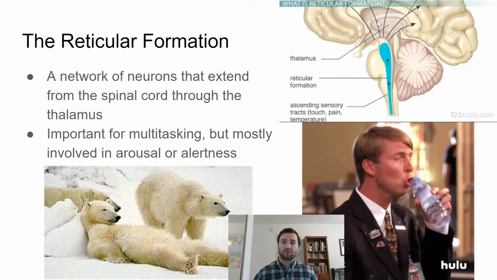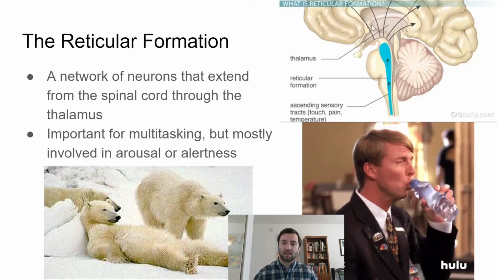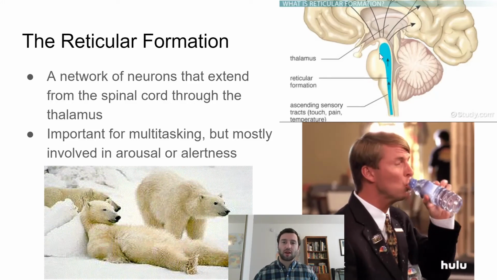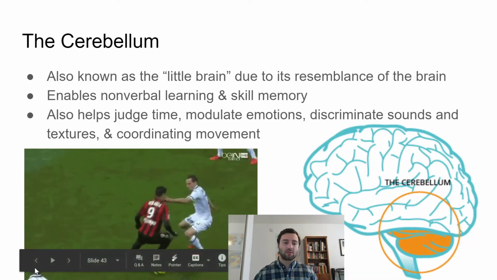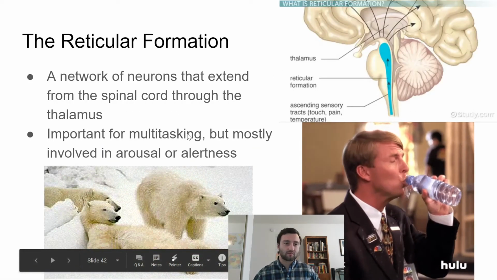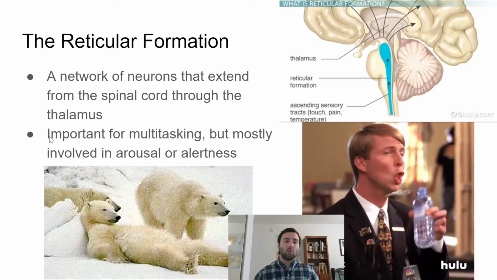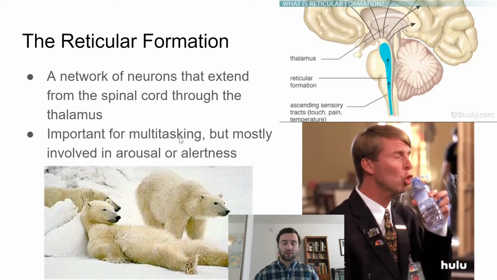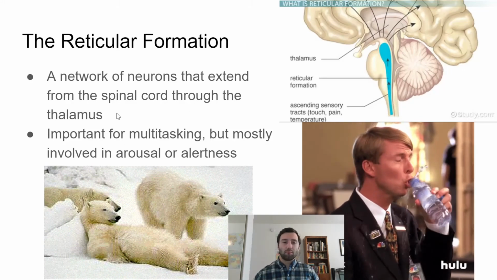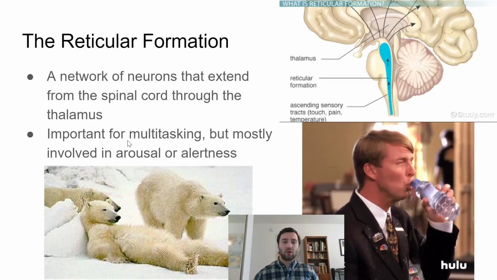This is cut in half. That's why it doesn't look like a little egg there, but you can kind of see it right there. So it's going to the top there. Okay, that's our reticular formation. So our reticular formation has two big jobs. One of them is multitasking. This allows us to do multiple things at once, which we are obviously doing all the time.